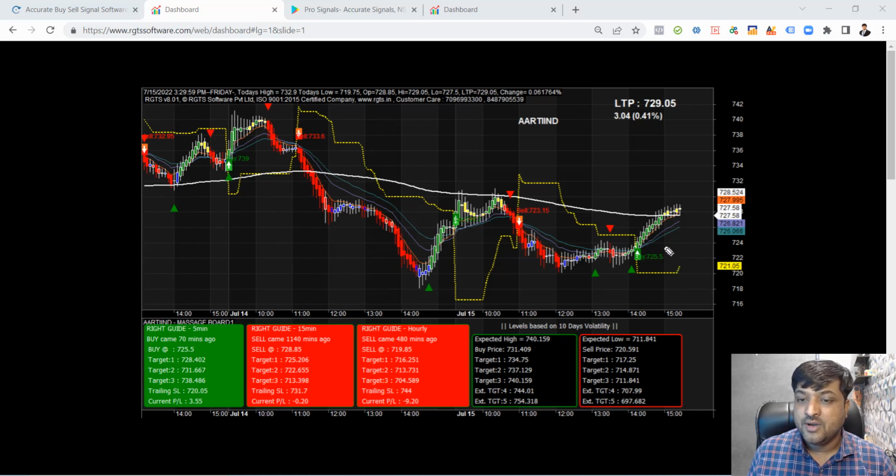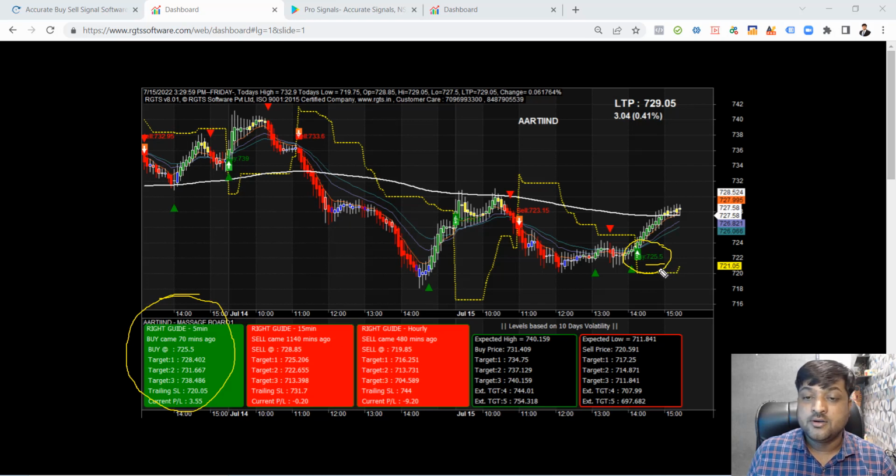Means if you check here, there is one buy signal, right? This buy signal is a buy at 725.50. These buy signals are also displayed in this 5-minute message board. So there are different tools. There is a message board, also the volatility calculators, and the volatility calculations. Every tool has a different use.